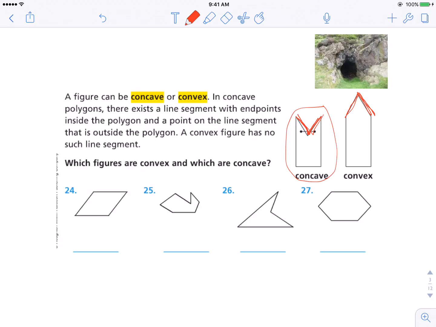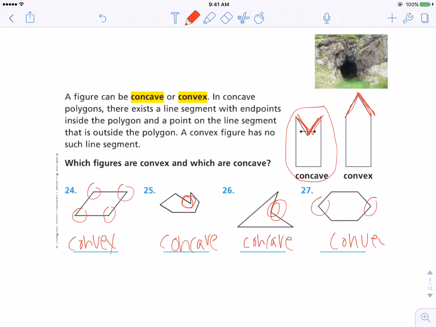So, for example, number 24 is a convex polygon because of these corners, these vertices pushing out. Number 25 would be concave because of this, for lack of a better term, a dent in it or a cave or a cavity. Number 26 would be concave because of this spot right here. And number 27 would be convex because of these vertices that are pushing out. So those are a few things about polygons.